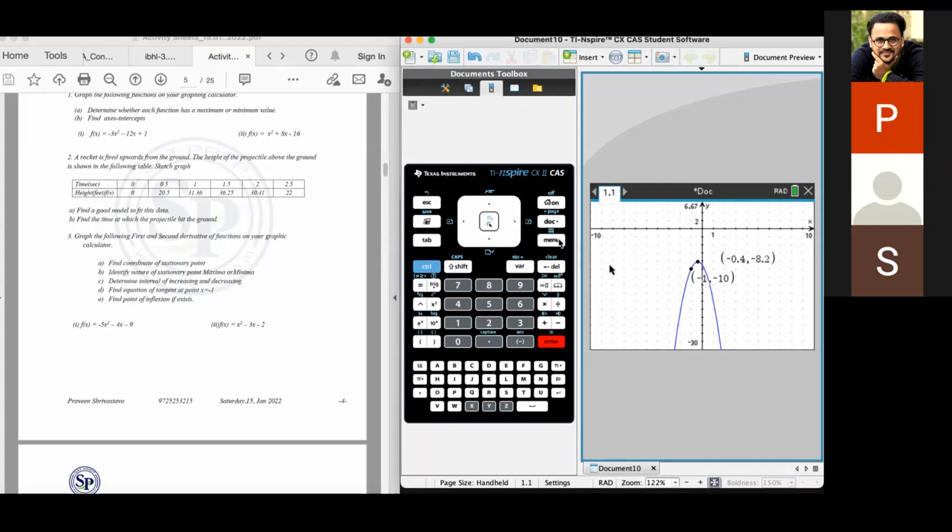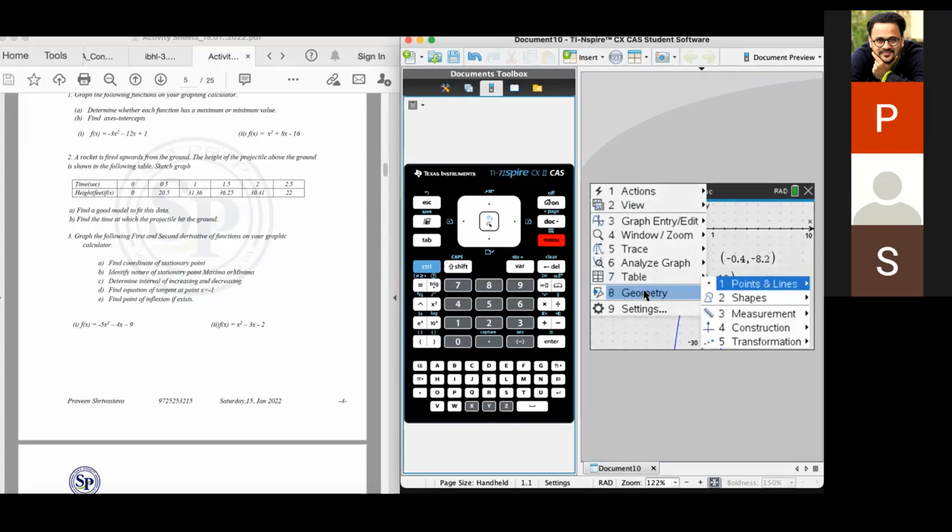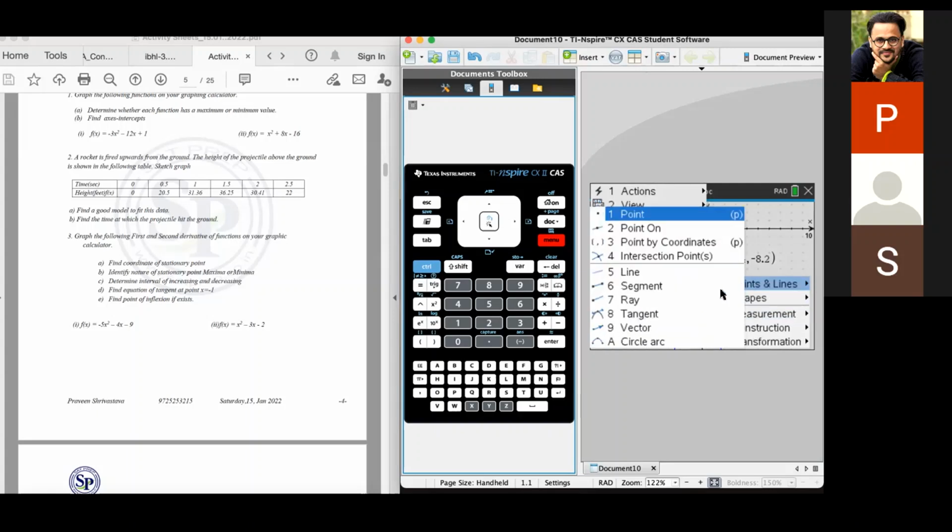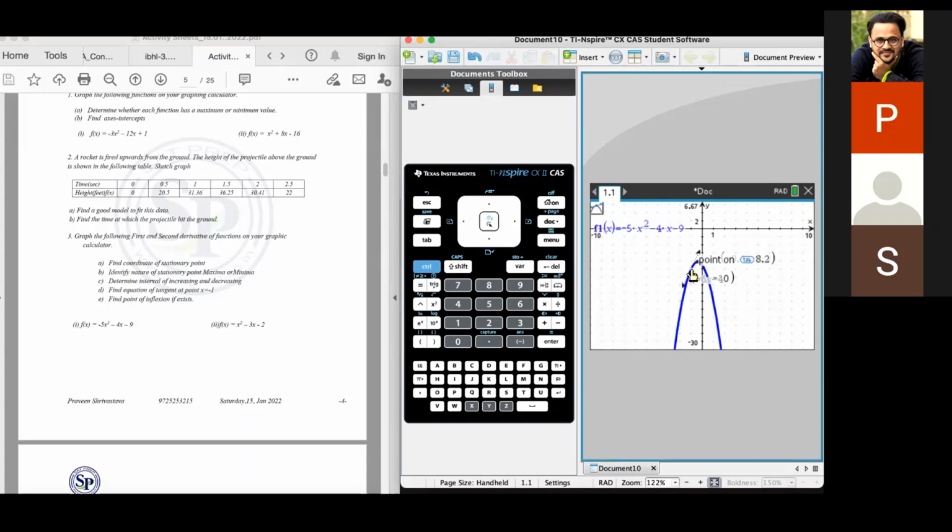Now, again, geometry, the tangent. We require the tangent at this point. So this would be considered as the tangent line, and the equation of tangent would be y equals 6x minus 4. As we know that the gradient of this tangent is positive, your curve would be an increasing curve till x equals minus 0.4.